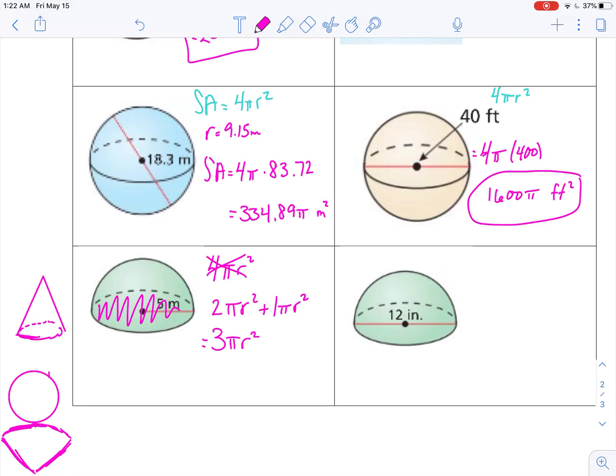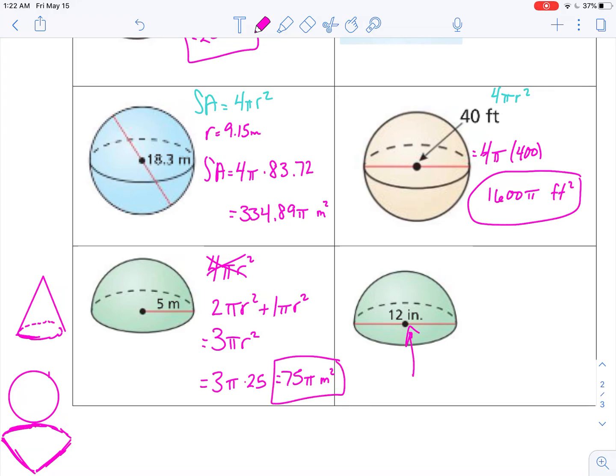And if you want to, you can always just do 2 pi r squared for the half of a sphere up top, and then add pi r squared. If you like this two-step method better than the one-step, that's perfectly fine. I kind of prefer doing this, honestly, because it helps me keep track of what I'm really doing in my head. So this would be 3 times pi times 25, which would be 75 pi square meters.